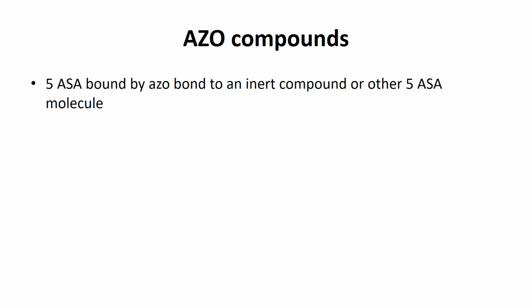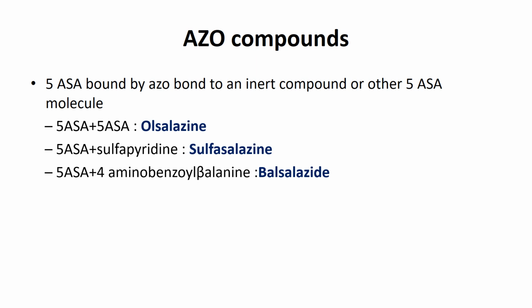Now in detail, azo compounds. 5-ASA compounds are linked by an azo bond to an inert compound or another 5-ASA molecule. So the 5-ASA, aminosalicylate, is the active component in the azo compounds. So it has to be attached to an inert compound or another 5-ASA. 5-ASA plus 5-ASA, two 5-ASA will form olsalazine. 5-ASA plus sulfapyridine forms sulfasalazine. 5-ASA plus 4-aminobenzoyl beta-alanine leads to balsalazide.